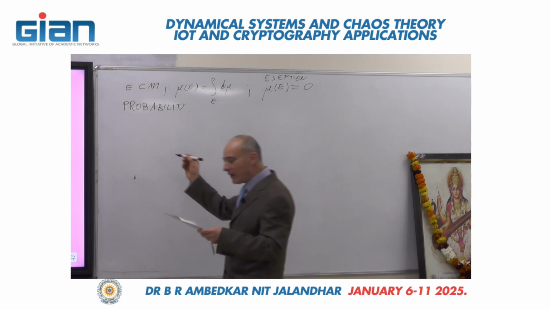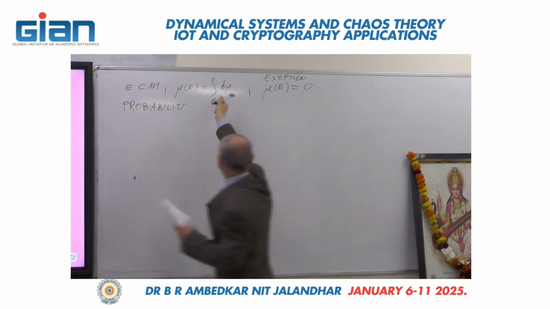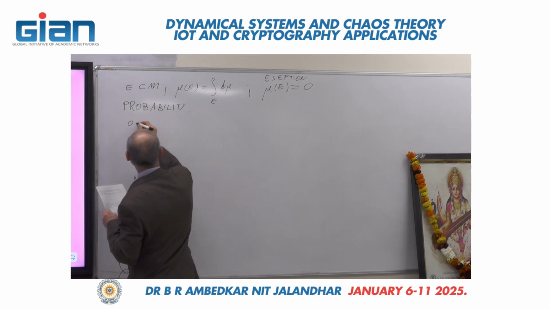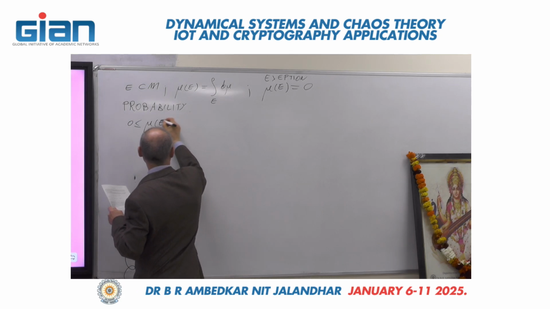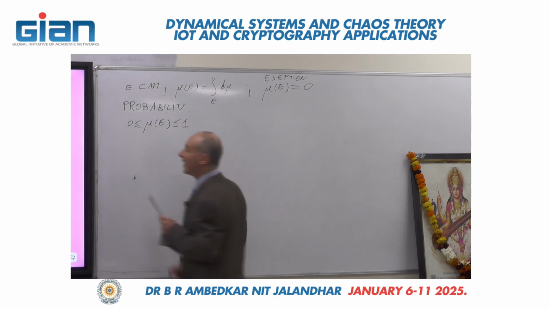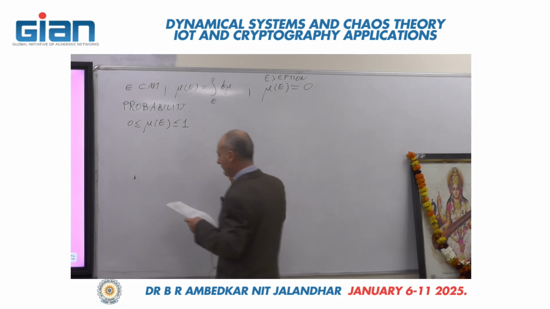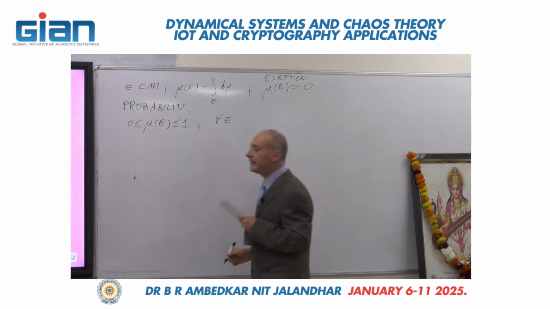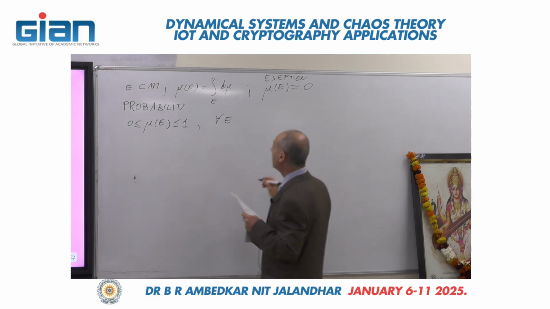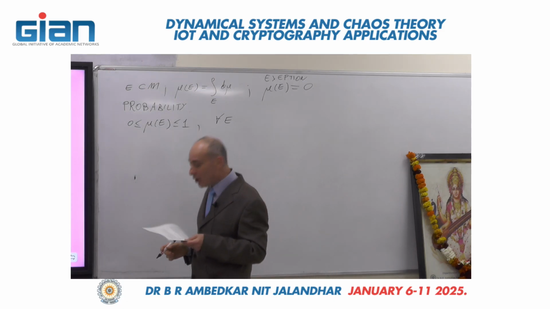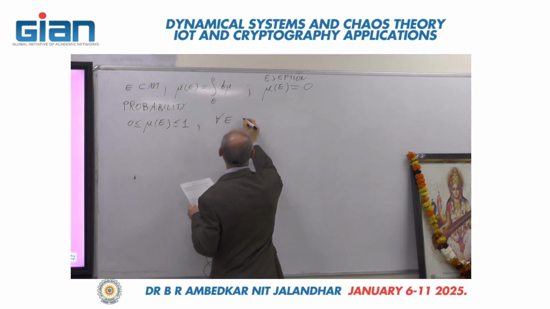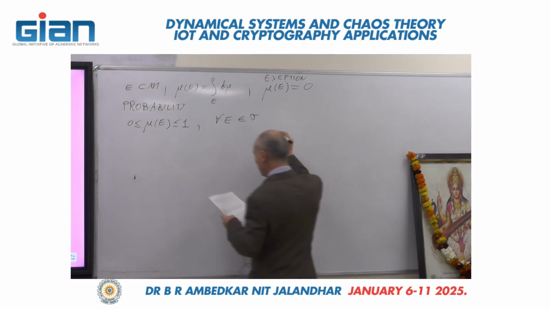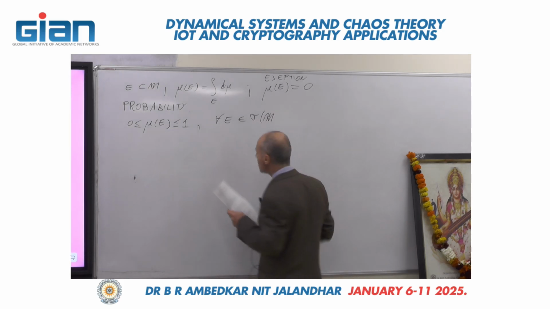We call these integrals a probability if we have this property that 0 is less or equal than mu of E, less or equal than 1. I should say for every E subset of M, not any subset really, but for every E that belongs to an object that is called sigma algebra defined on M.